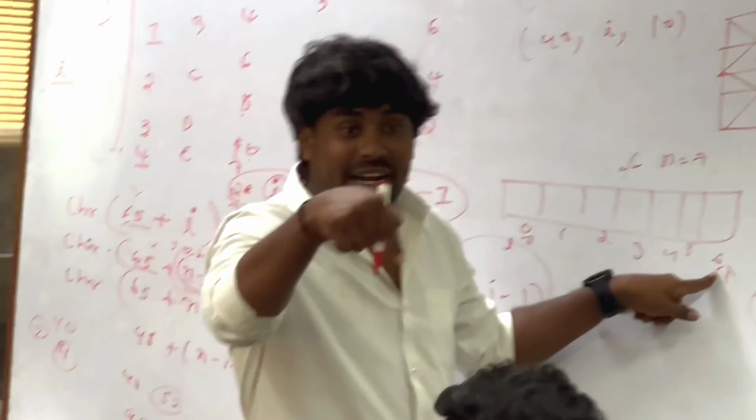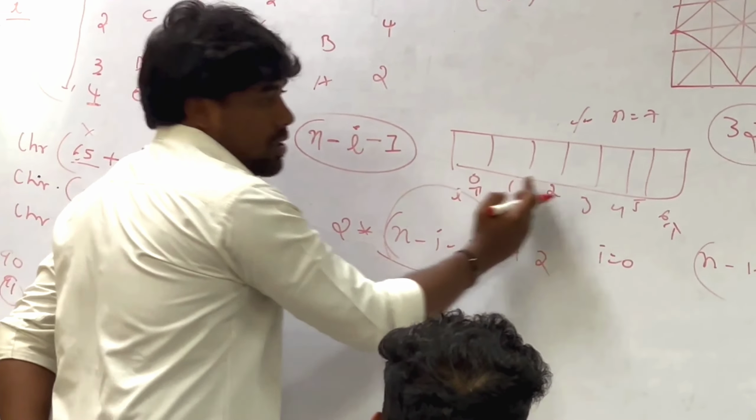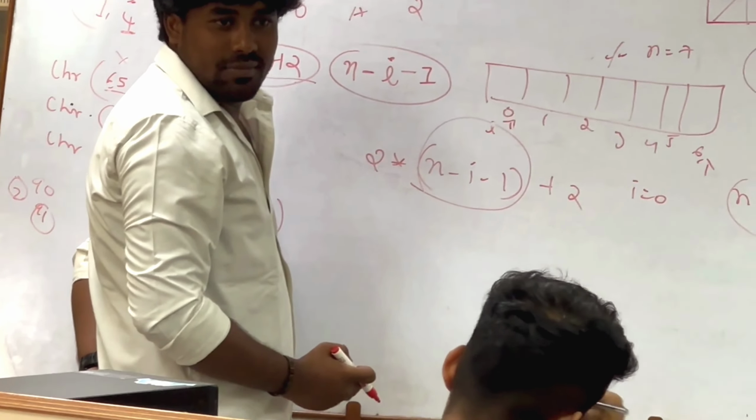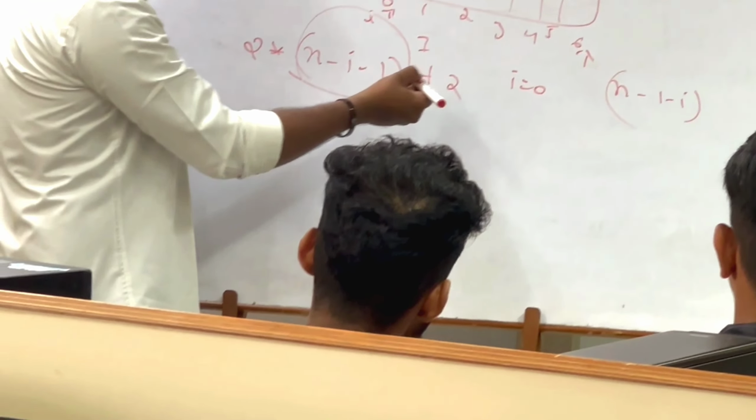Now what is the point of writing this variable, this equation? While you grow this I, this will decrease. If I grow I by 1, this equation will point to here. If I grow my I here, it will point to here. This is called two pointers. Without using two variables, you can write like this.